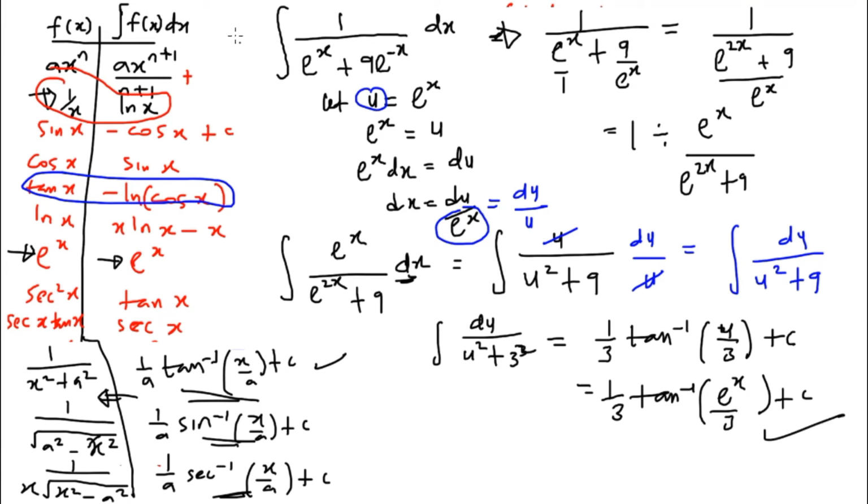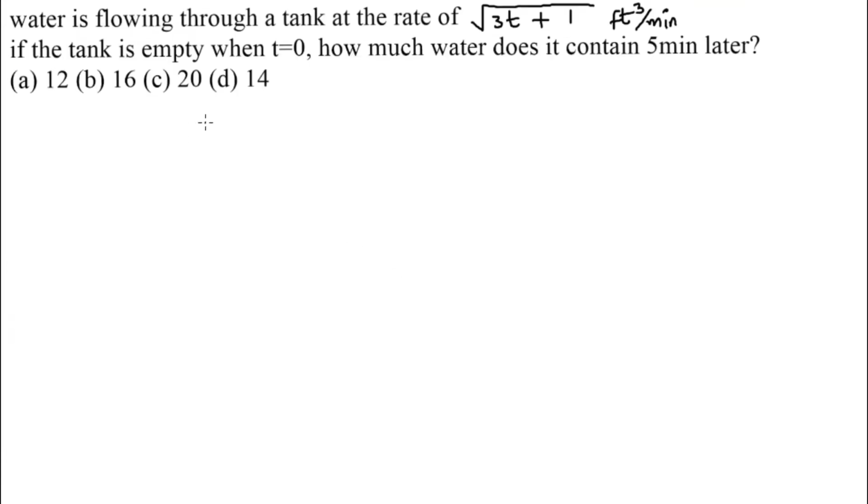Let's solve another problem. Water is flowing through a tank at the rate of root of (3t plus 1) feet cube per minute. If the tank is empty when t equals 0, how much water does it contain 5 minutes later?